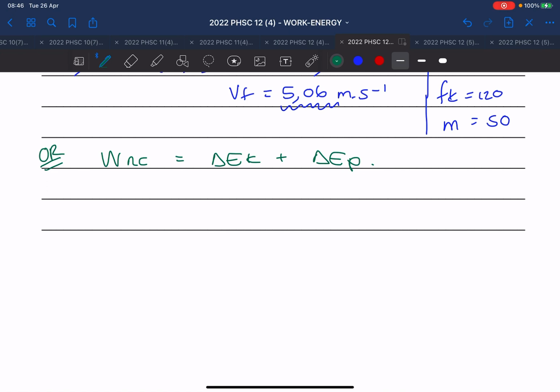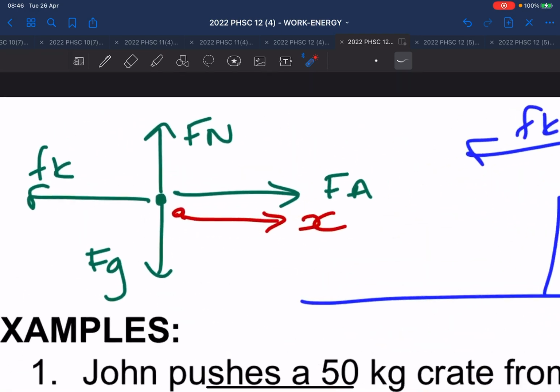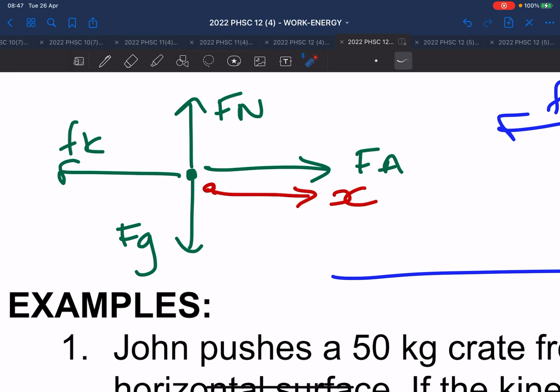All right, now, when you do this, I want you in your diagram to go to the forces and label which ones are conservative and which ones are non-conservative forces, okay? So in your diagram, the applied force is non-conservative because it's a contact force. The frictional force is non-conservative because it's contact.